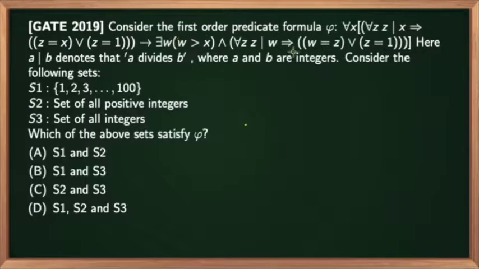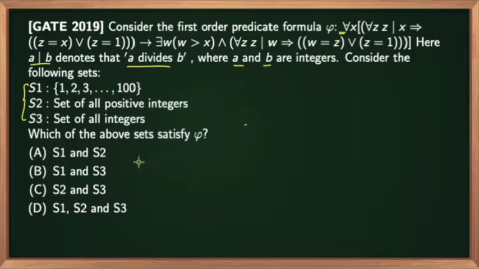Consider the first order predicate formula. So we have some predicate formula here, and it's given that A bar B denotes A divides B, where A and B are integers. So the domain is integers. Consider the following sets. So we have these three sets and we had to find out which of the above sets satisfies phi, right?